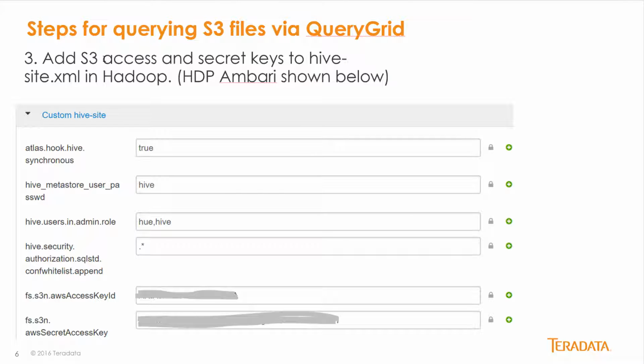Next, we're going to add the S3 access and secret keys to Hadoop. This can be done through, the example here is through Hortonworks Ambari, under the Hive, the custom Hive site.